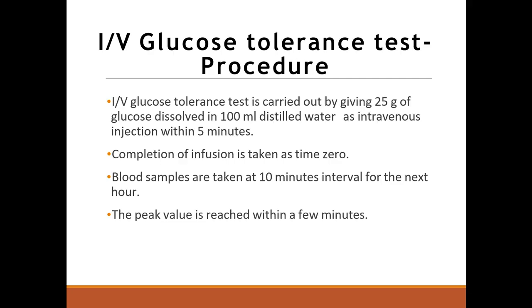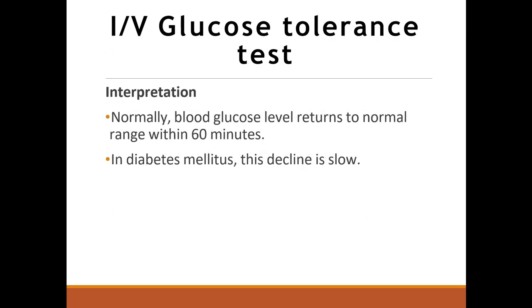IV glucose tolerance test procedure. The IV glucose tolerance test is carried out by giving 25 grams of glucose dissolved in 100 ml distilled water as an intravenous injection within 5 minutes. Completion of infusion is taken as time zero. Blood samples are taken at 10 minute intervals for the next hour. The peak value is reached within a few minutes.